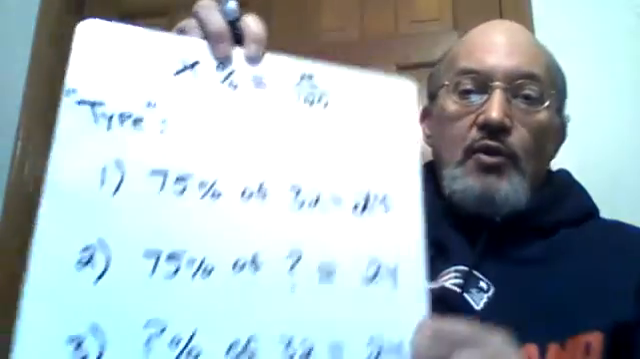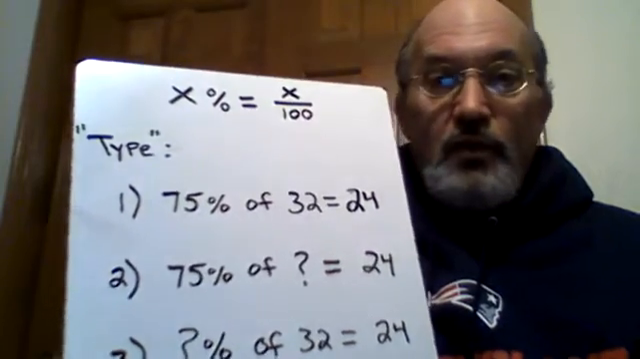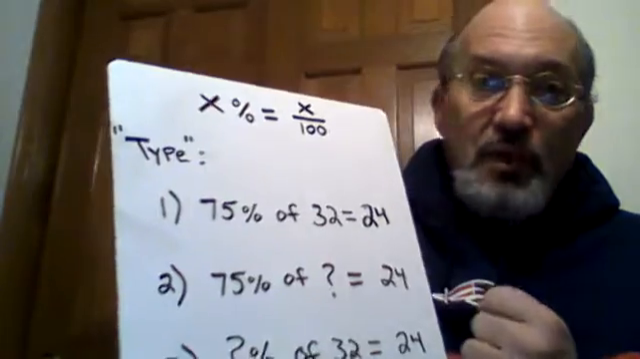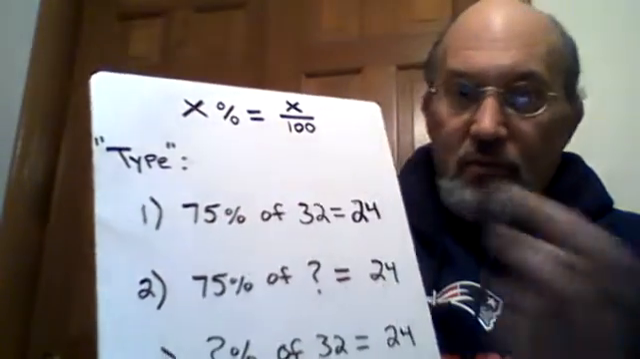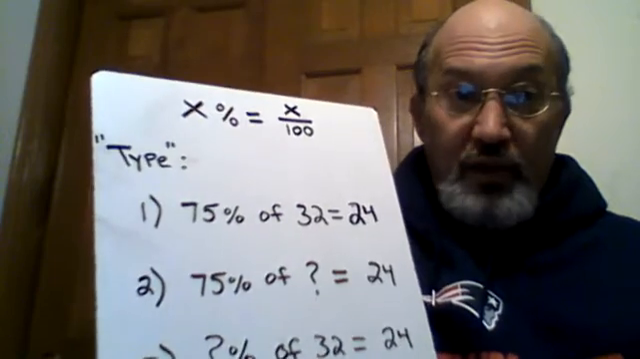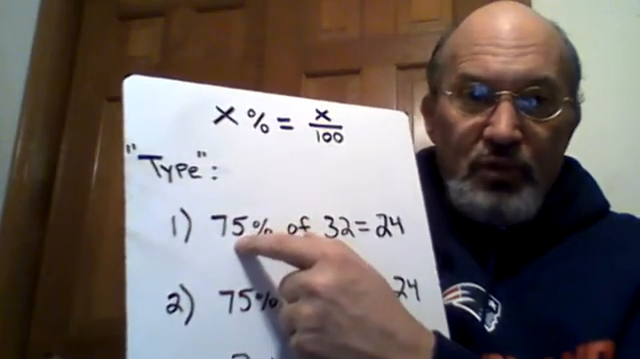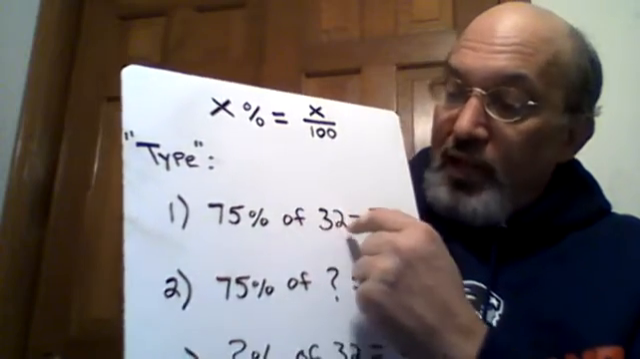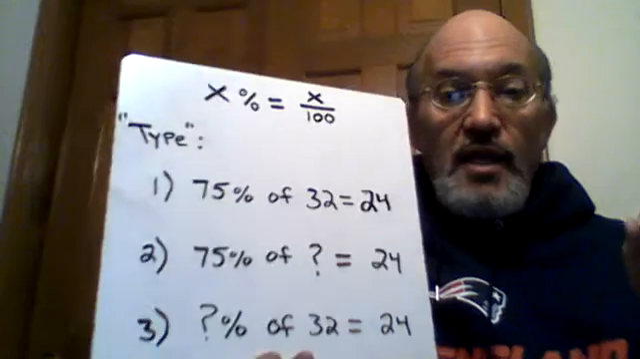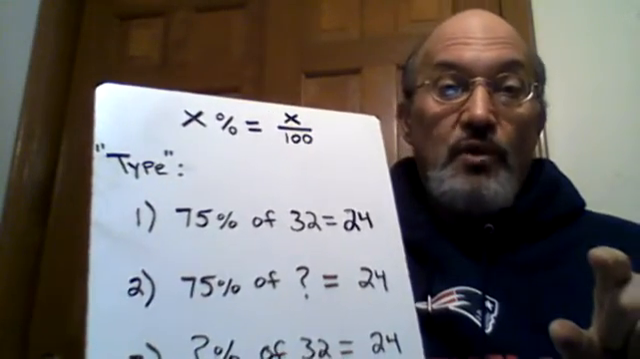And if you want to know how to do the type 1 problem, I did it on the other board a few different ways. All it is is a multiplication. You take 75%, no matter how you want to represent it: 75 over 100, 0.75, 3/4, whatever representation of 75% works for you. Multiply it by 32 to get 24. That's type 1. Type 1 is the easiest because it's just a multiplication. It does not involve any algebra.